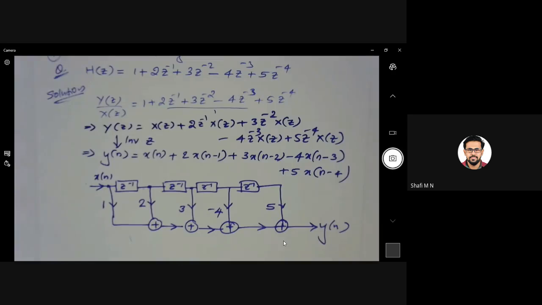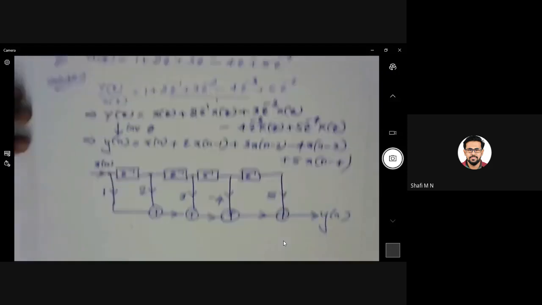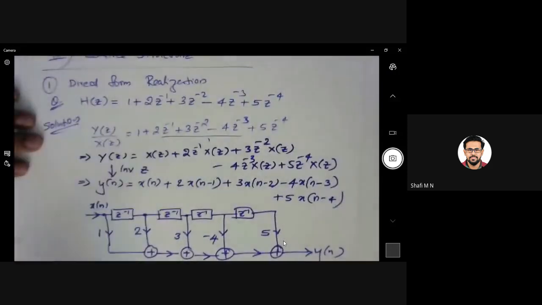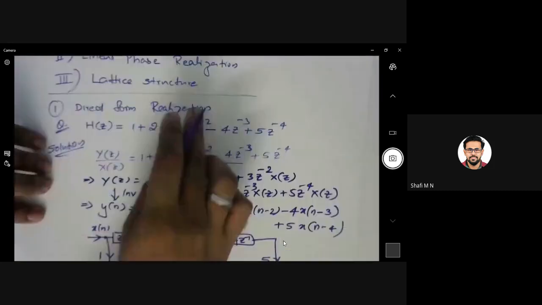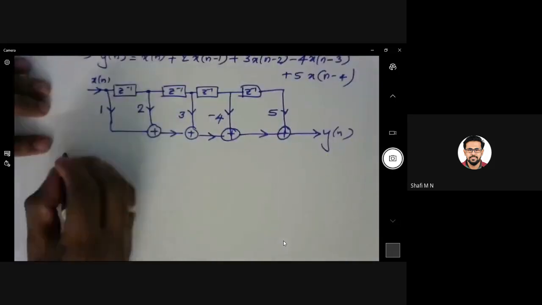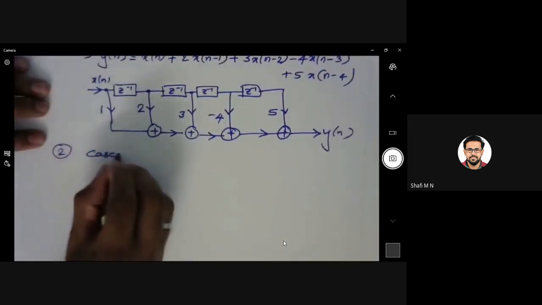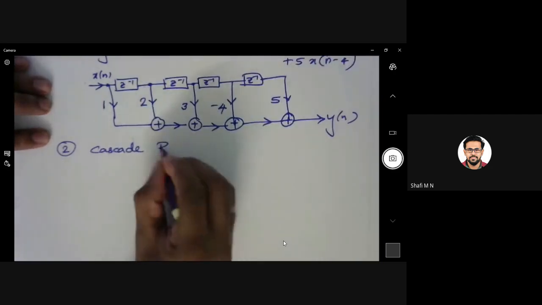Okay. So the next method is cascade form. If we practice any question, we will use cascade form by default. We will look into that. So make the next heading. This is enough for direct form realization. We will practice, and you will get familiar with this in the next section. So I am not doing one more problem. Making the next heading: the first one was direct form realization, and the second heading is the cascade realization.